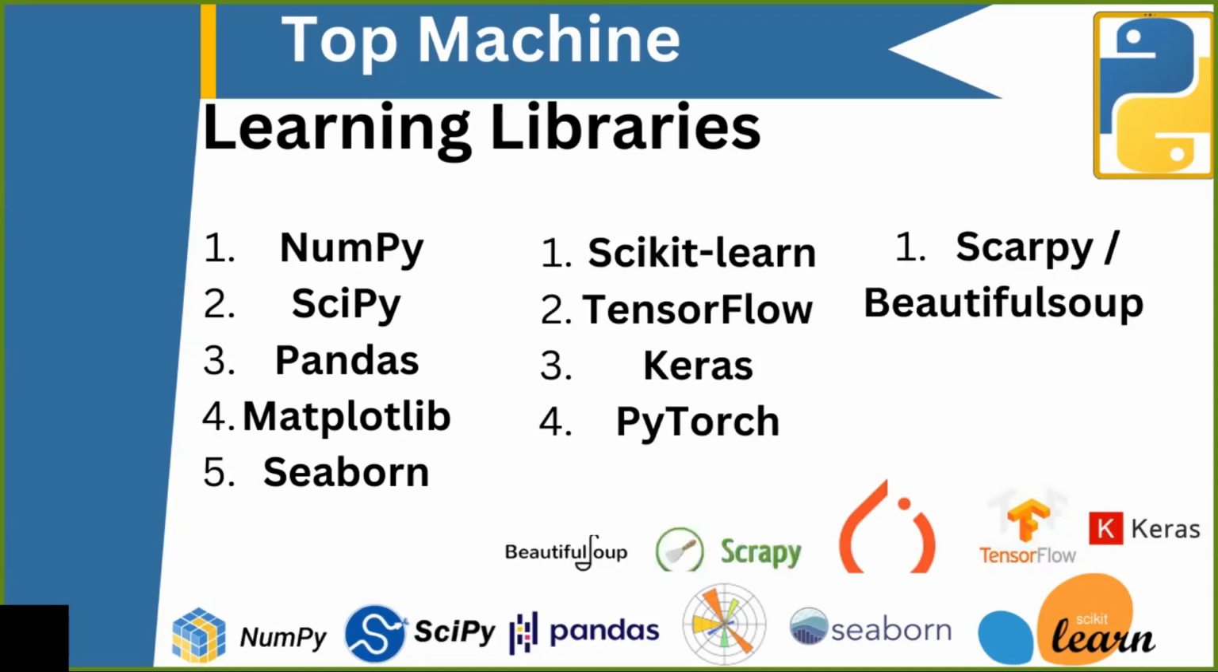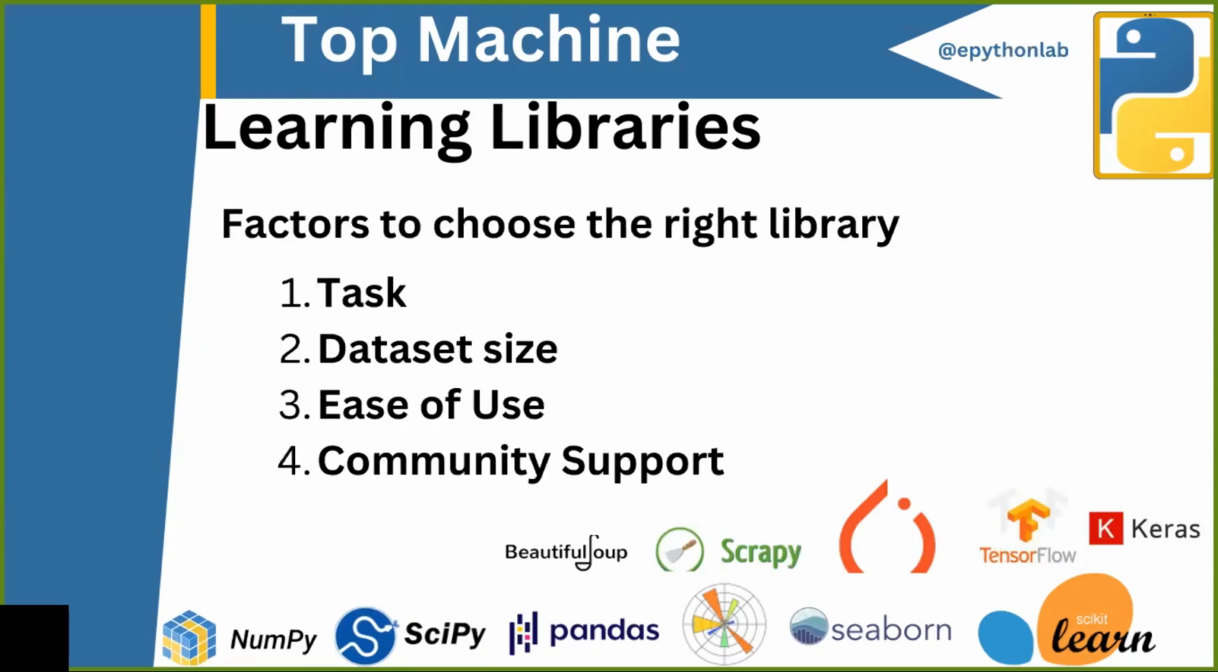The other powerful tools that are used to manipulate data from websites are Scrapy and Beautiful Soup. Scrapy is a framework for web scraping. It's useful for collecting data for machine learning projects. And Beautiful Soup is a library for parsing HTML and extracting data from web pages. So those are the top machine learning libraries for your machine learning projects.